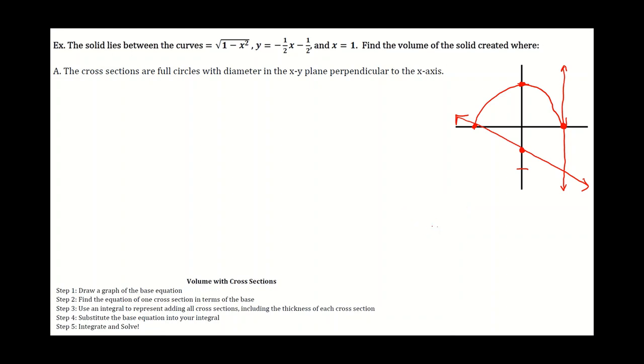So I'm not super concerned with you drawing the three-dimensional figure in this case. I really just want the graph of the base equation to be clear. And then the diameter is perpendicular to the x-axis, which means perpendicular to the x-axis is going to look like this. So imagine that that is the diameter of a circle, and half of the circle is going to be above and half of it is below.